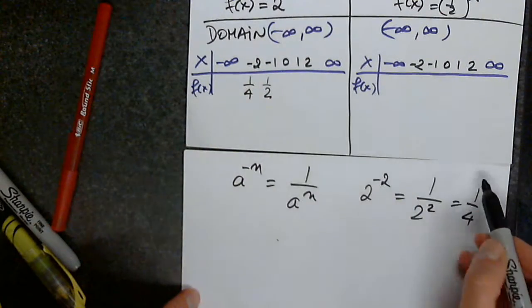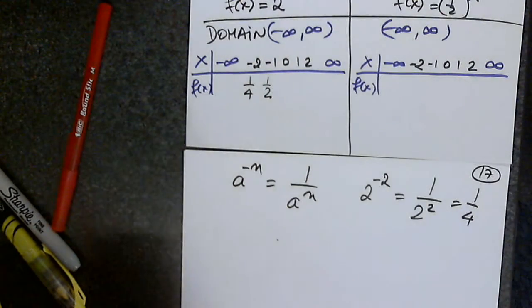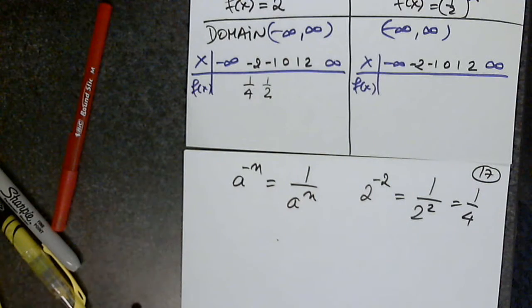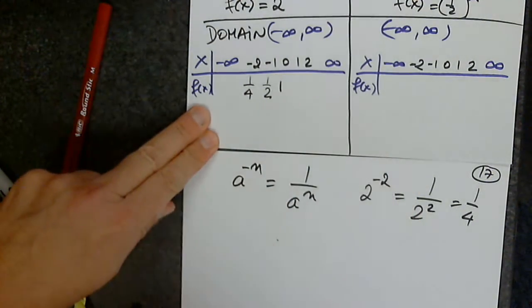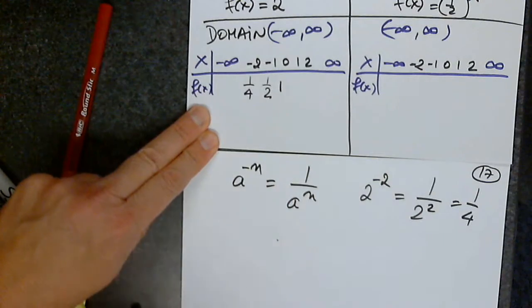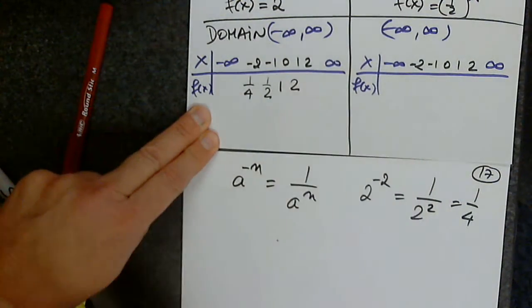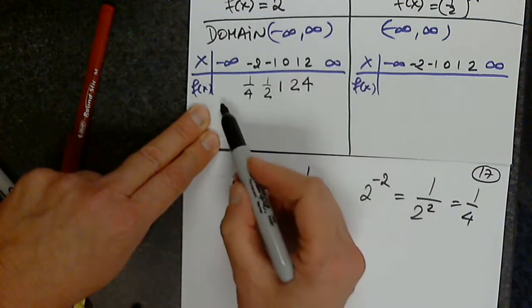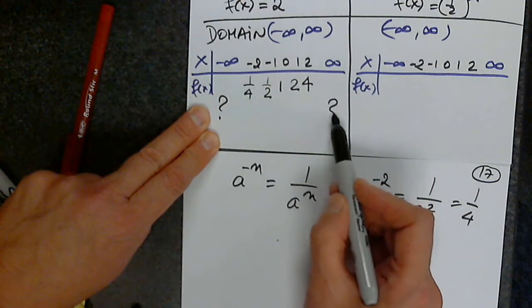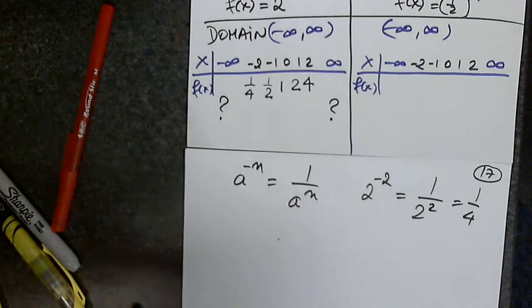I have to identify what it is, because I have to plot these ordered pairs. When x is 0, how much is y? 1. Perfect. When x is 1, how much is y? Perfect. When x is 2, how much is y? Good. Now let's see what happens here at the end points. Ready?